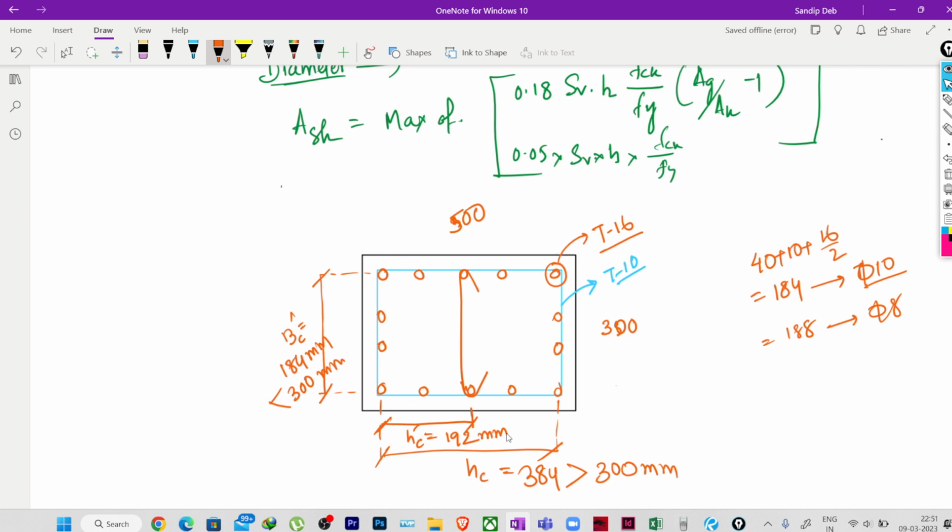So here, which one will be considered as H? H equal to max of BC dash and HC dash. Okay, maximum of BC dash or HC dash. So which one is maximum? So here HC dash is equal to 194, which is maximum. So it will be considered as H.